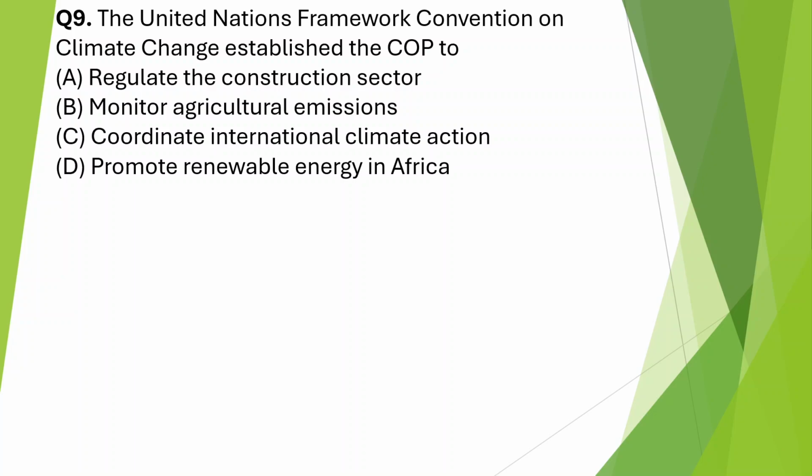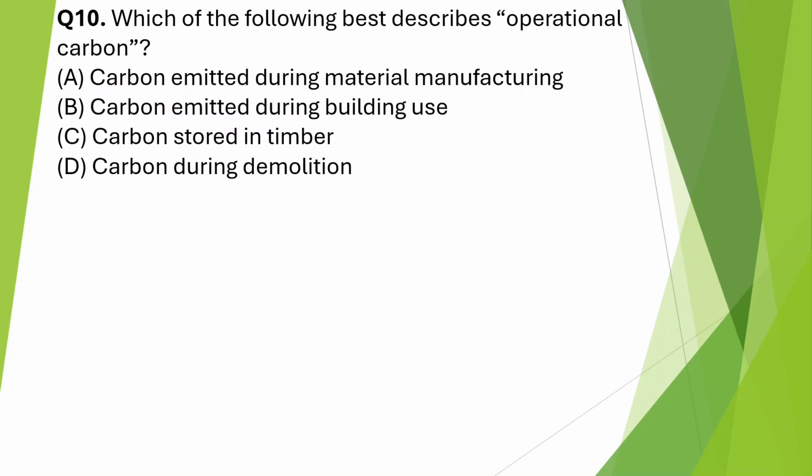that option C is the correct answer. If you mark option C, then definitely you will get full marks for this particular question number 9. This COP was established to coordinate international climate action. That's it. It's not for regulating the construction sector or monitoring electricity emissions or promoting renewable energy in Africa especially. So option C is the most appropriate answer for this question number 9. Let us move to the 10th question.